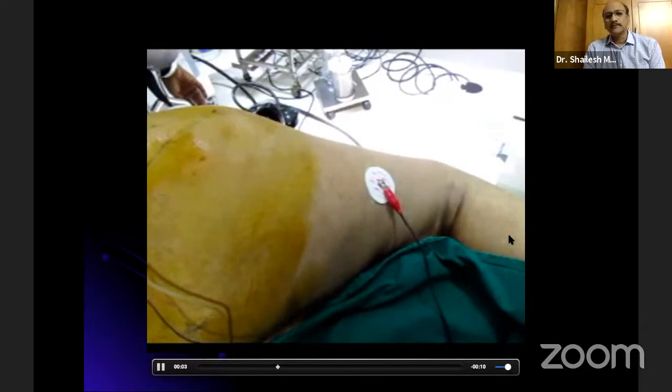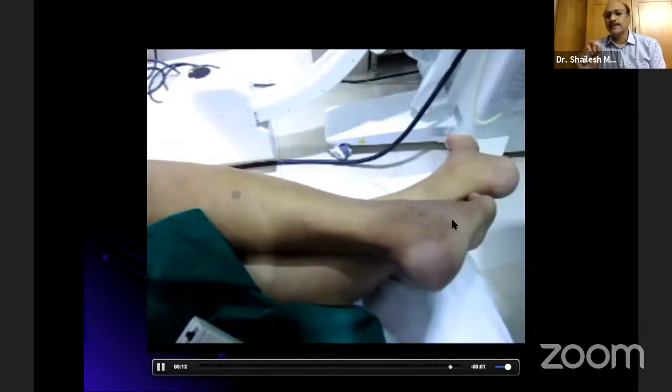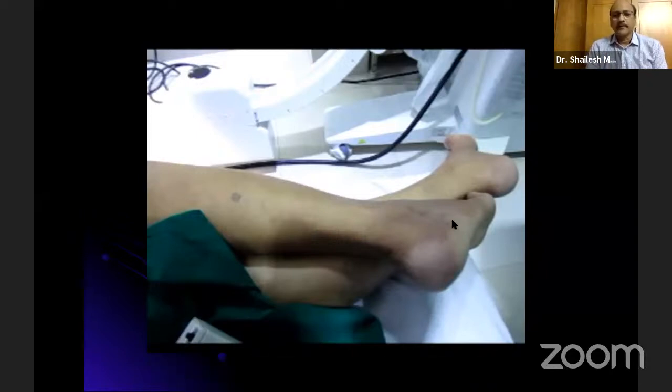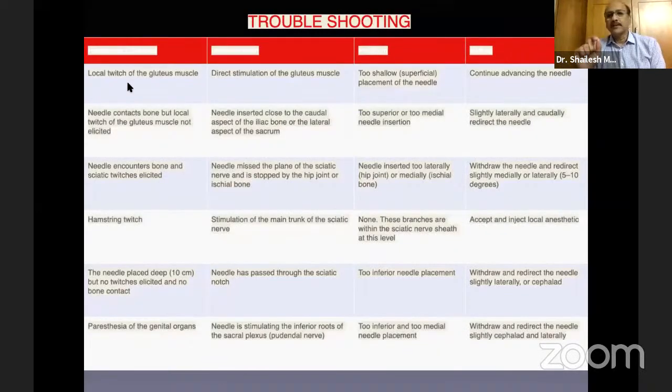Okay, so this is the common tibial component. This is dorsiflexion and inversion. So if I get this response, I withdraw the needle slightly and go more medially till I get plantar flexion and inversion. Now, local twitch of the gluteal muscle, if you're getting, then that means you're very superficial. This is just troubleshooting. You're too superficial, then you have to go a little deep till you get the plantar flexion and inversion.